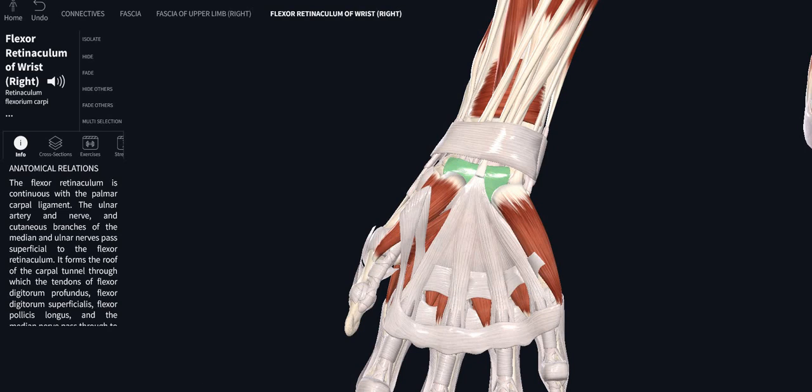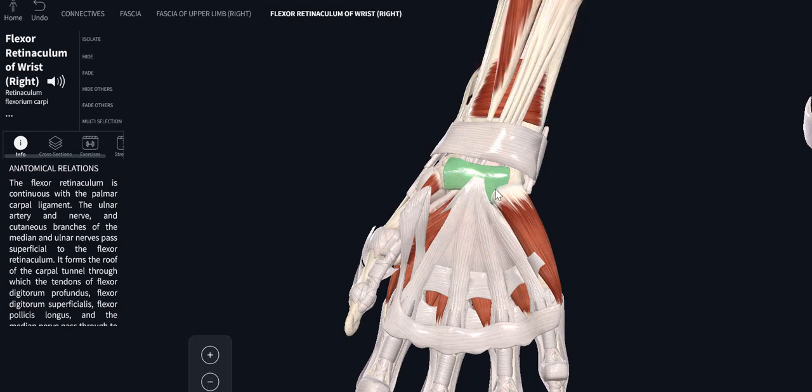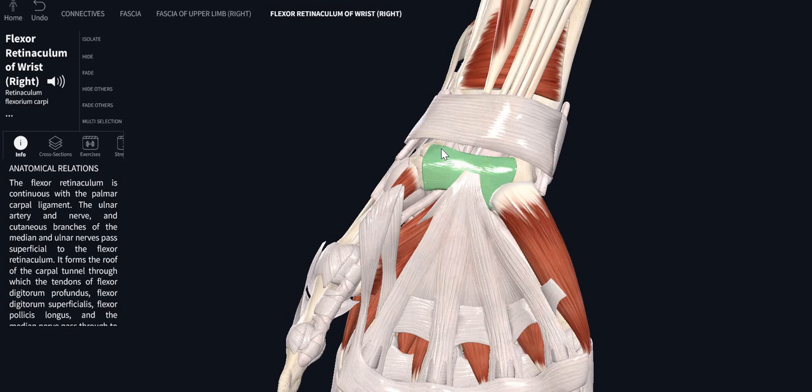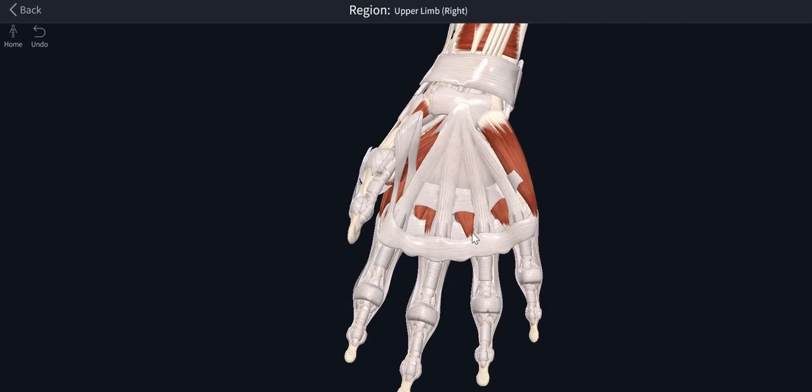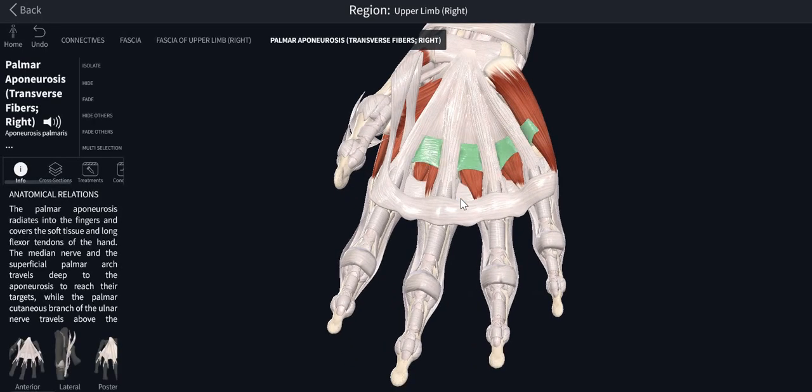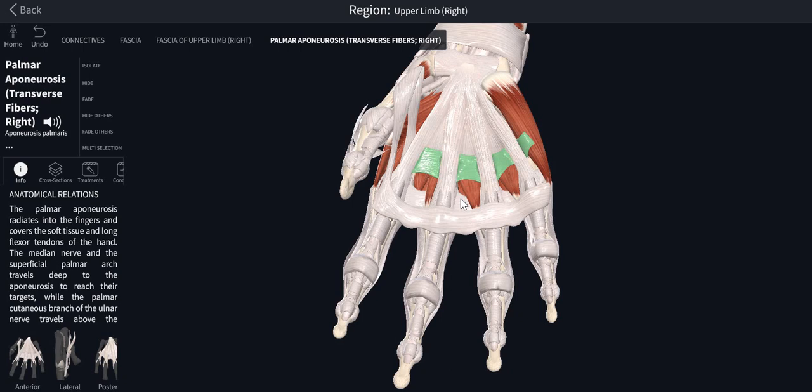The flexor retinaculum is what holds a lot of tendons together, and it forms the carpal tunnel. Okay, another part of the palmar fascia is the proximal transverse ligament and the distal transverse ligament, also called the natatory ligament. Those ligaments, as you can see, form the base of the palmar aponeurosis, and they give it its triangular shape.